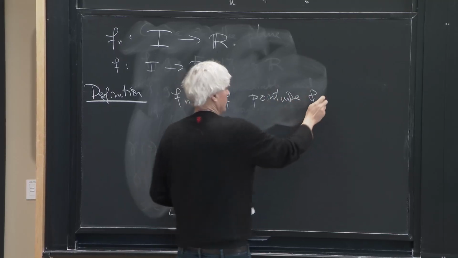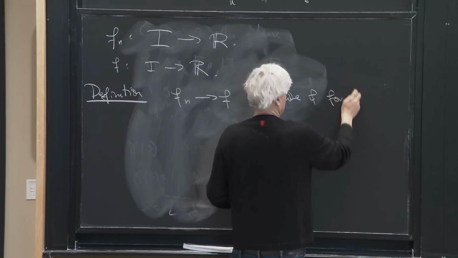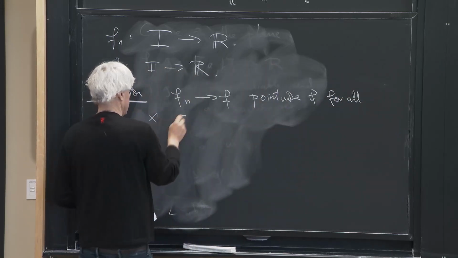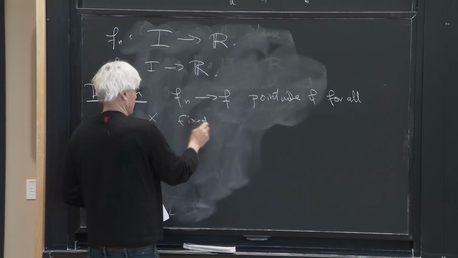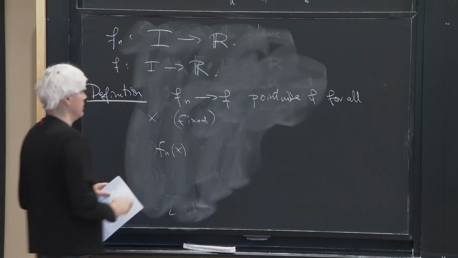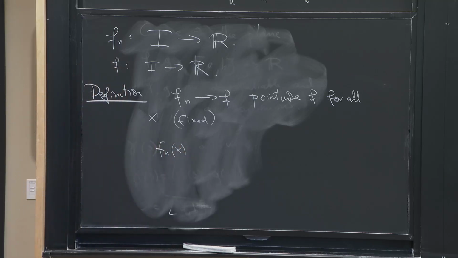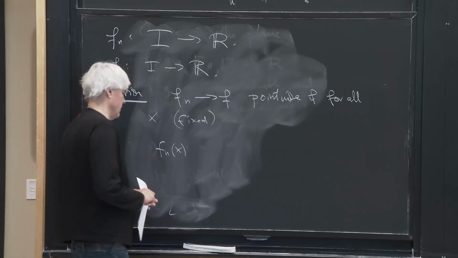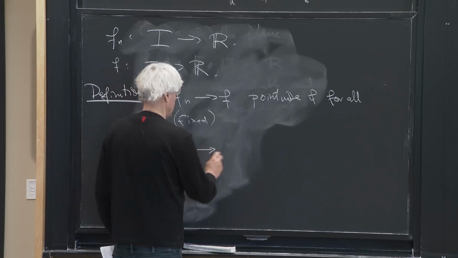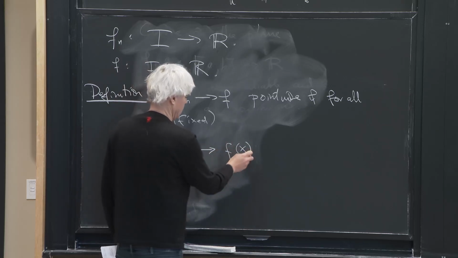If for all x fixed, you look at this sequence. x could be anything, but it is fixed. So this is a sequence of real numbers, because x is fixed. Then you want this to converge to f of x.